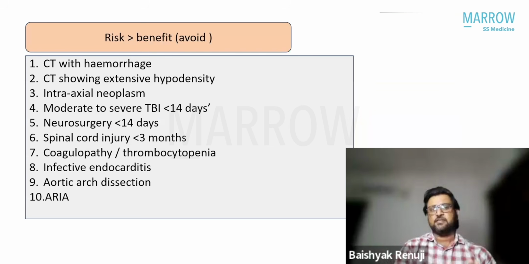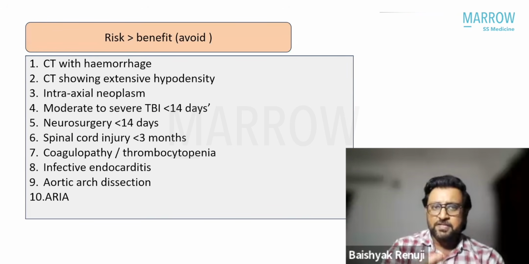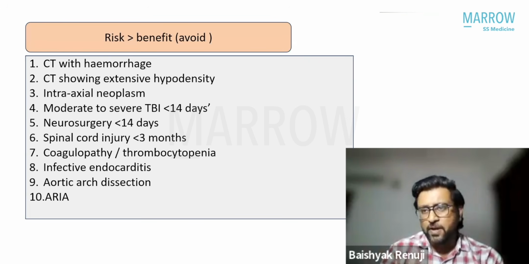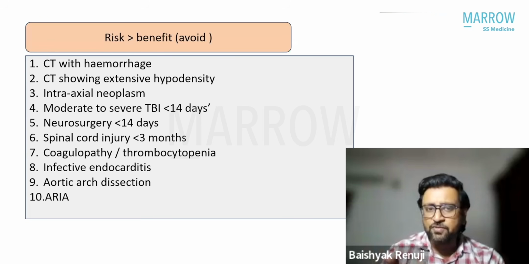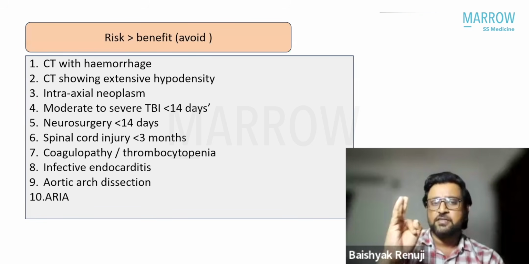The new guidelines, basically, these are the contraindications. These 10 are absolute contraindications: risk is more than benefit, avoid lysis. You take the first three things. These are image based. First is CT with hemorrhage, second is CT showing extensive hypodensity, third is intra-axial neoplasm. So these three things are imaging. You can remember it like that. The next three things are surgical: moderate to severe TBI, traumatic brain injury, within 14 days; neurosurgery within 14 days; and spinal cord injury within 3 months. So 3 CT, 3 surgery.